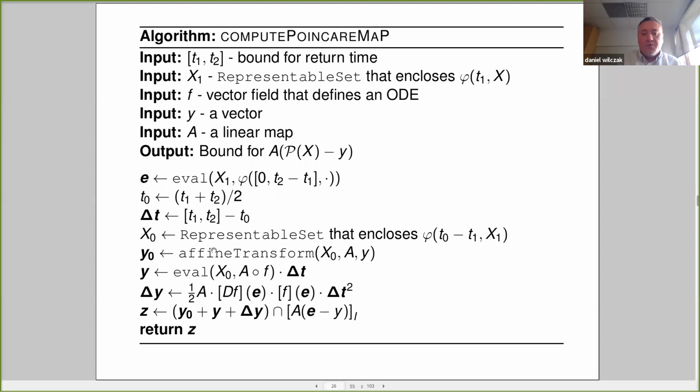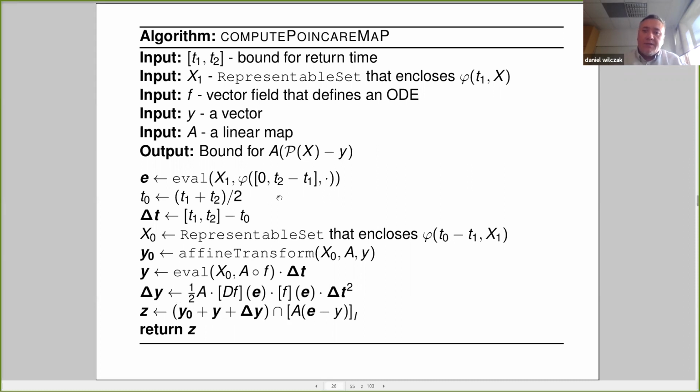Then we compute two quantities: y, which is the evaluation of matrix A composed with our vector field at our set x0, multiplied by delta t, this time displacement. And delta y is just the error term coming from the Taylor expansion. I will show you later. It turns out that this sum y0 plus y plus delta y is also an enclosure of our Poincaré map. Well, not the Poincaré map, but of this quantity.